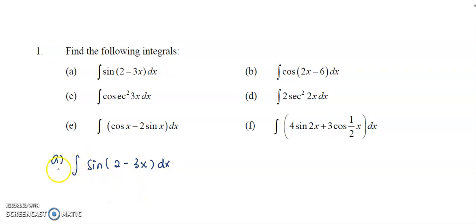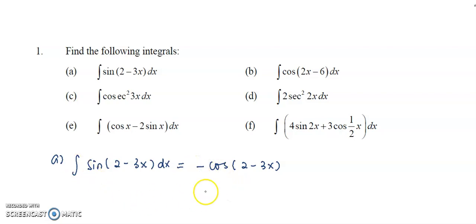Now we proceed to question A. Integrating sine of 2 minus 3x, you can apply the formula and integrate directly. Integrate sine, we know we get cos of 2 minus 3x. And then your doubt is, is there any negative in front of the cos or not? You just ask yourself, differentiating cos, do you have a negative sign? Yes. If yes, meaning that when you integrate sine, you get back your negative cos.